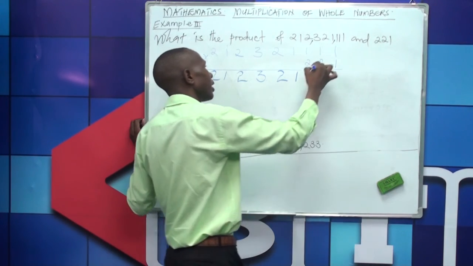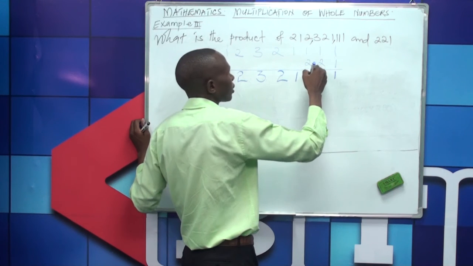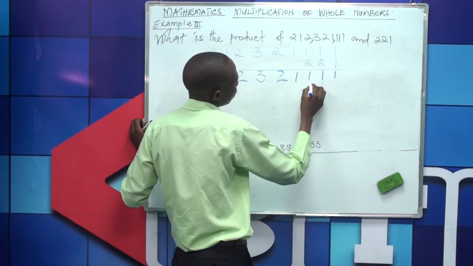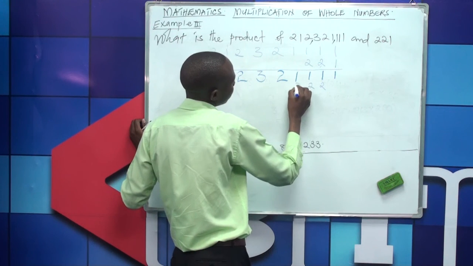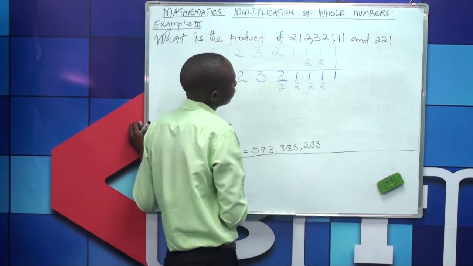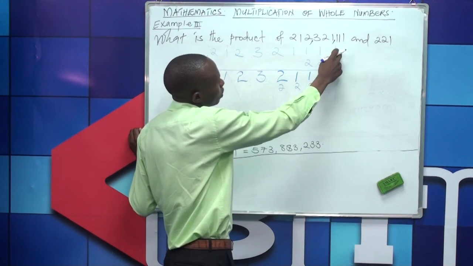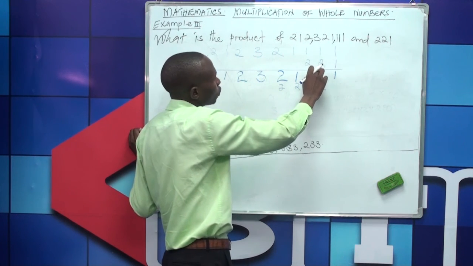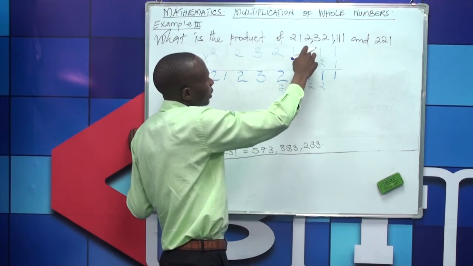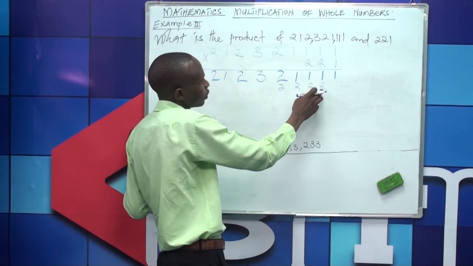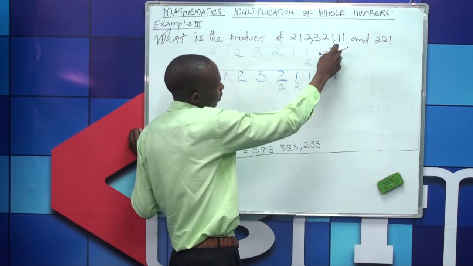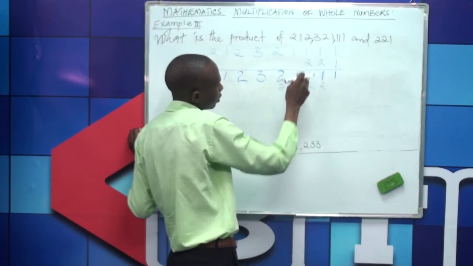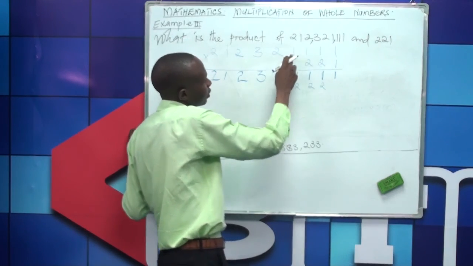Then we go to the second digit, that is under 10. So we shall say 2 times 1, which will give us 2. At the same time, we shall have 2 times 1, 2 times 1, 2 times 1, which will give us 2 each. This 2 with this gives us this, this 2 with this gives us this.